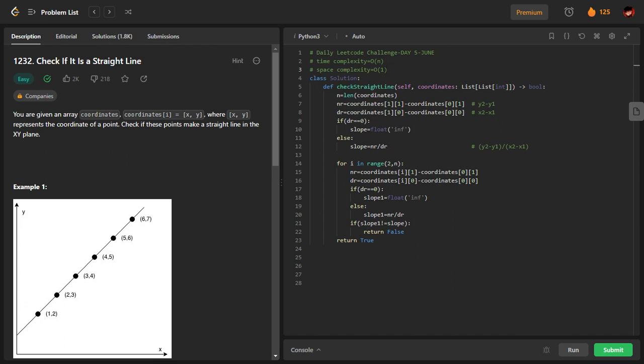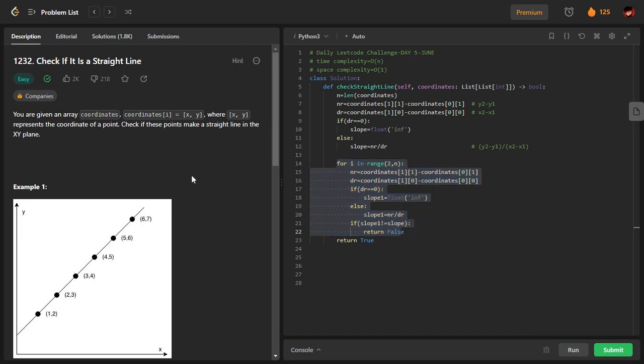It won't be depending on n, the number of elements in the coordinates array. It will be constant space complexity. And the time complexity, as I mentioned, we are going to iterate over all the elements of the array. That's why it's going to be O of n.